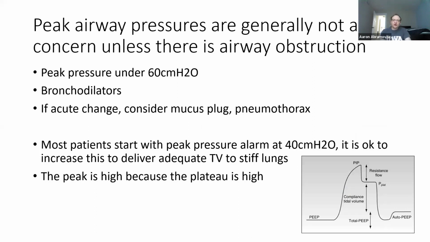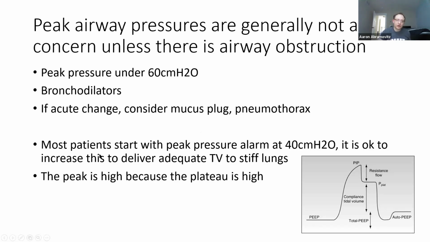Peak airway pressures really aren't a concern unless there's active airway obstruction you need to go in and fix. So you can tolerate peak pressures under 60. Anything higher than that, the risk of pneumomediastinum and pneumothorax is higher. You see all of our COVID patients that are on BiPAP getting gigantic tidal volumes, getting pneumomediastinum. Their peak airway pressures are probably higher than 60 when they're doing that. To keep the peak pressures low, give everybody bronchodilators with ARDS and even higher doses, and think about steroids if they have obstructive lung disease. If there's a very acute change, consider mucus plug and pneumothorax.